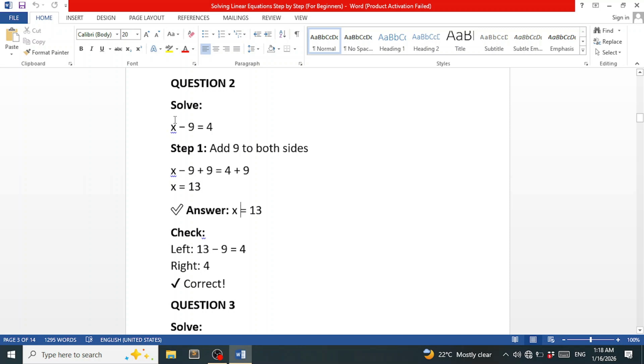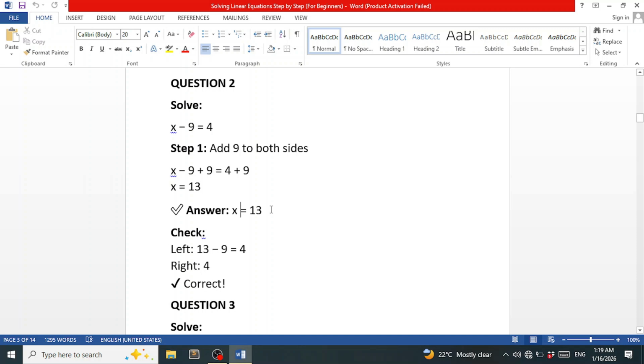x minus 9, the value of x is 13, okay? I'm going to have 13 minus 9, is it equal to 4? That is what we're going to do here. Left side, it is 13 minus 9, okay? Then 13 minus 9 equals 4. Let's go to the right side. This is 4. Now, is left side equal to right side? Yes, because we have 4 and 4. So our answer is correct. x is equal to 13.